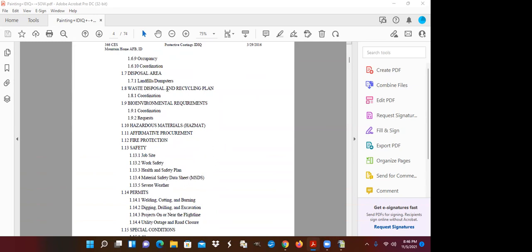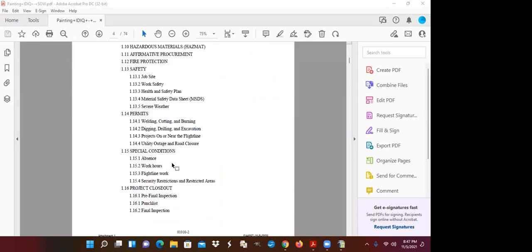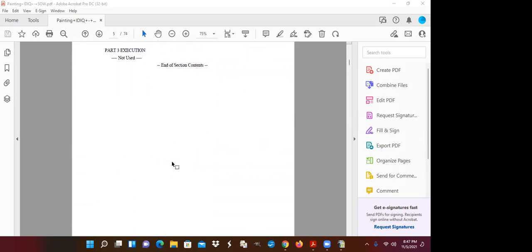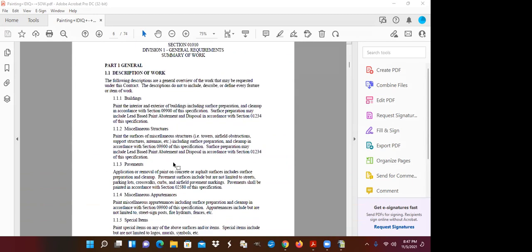They have something right there: waste disposal and recycling plan. Disposal area, which is your landfill. I was just telling you about the dumpsters, which are going to be those 50-gallon drums and all that kind of stuff. So when you pull these worksheets up, they're going to tell you everything they expect from you. They're going to give the description of work, what they're looking for in the buildings: paint the interior and exterior of the buildings, including surface preparation.